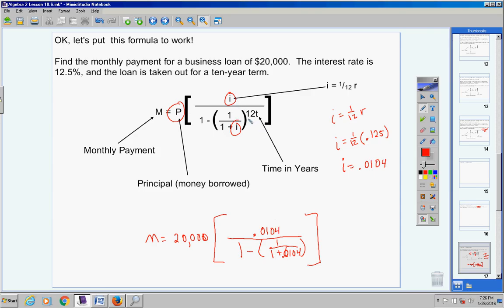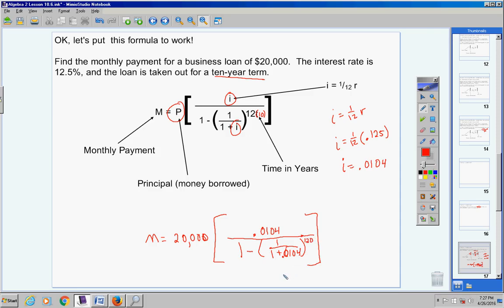Now, 12 times T. Well, T is your time in years. The loan is being taken out for a 10-year term, so we put a 10 right here. 12 times 10 is 120. So I have 120 power right here.